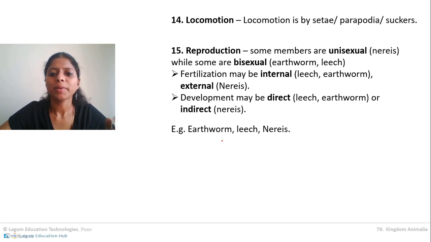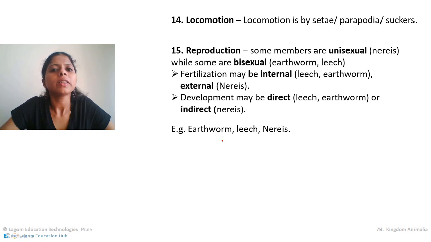And the examples are earthworm, leech and Nereis. So this is all about Annelida.